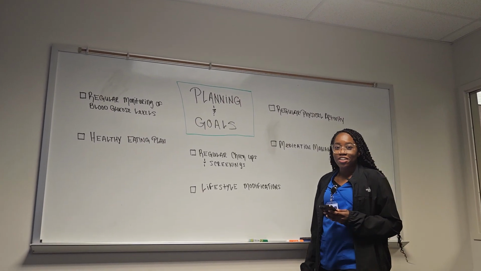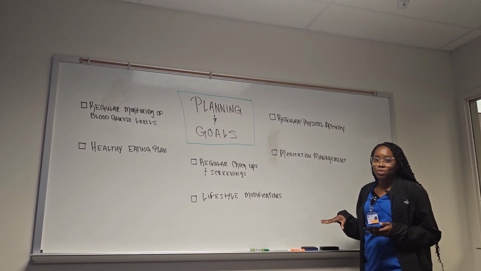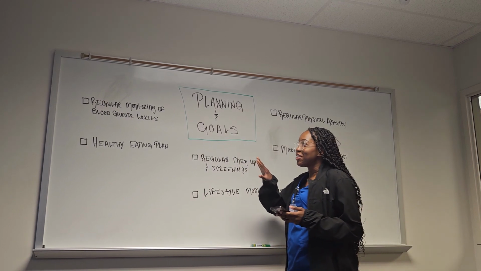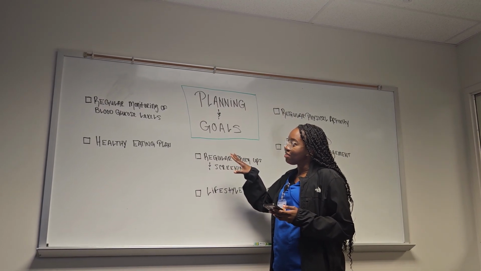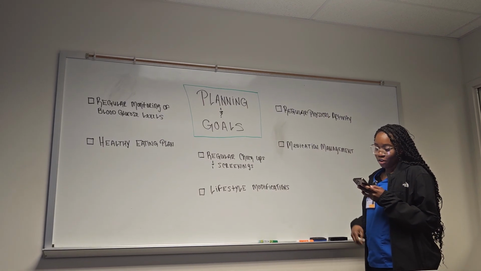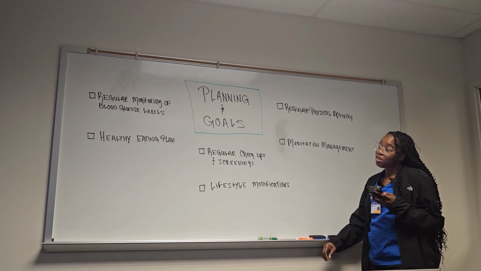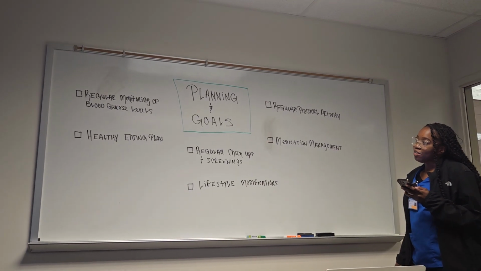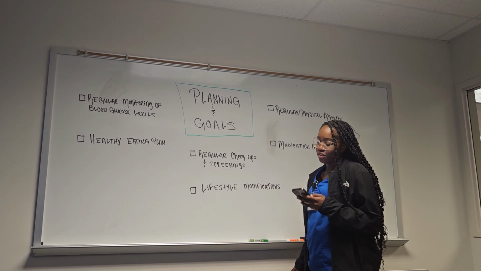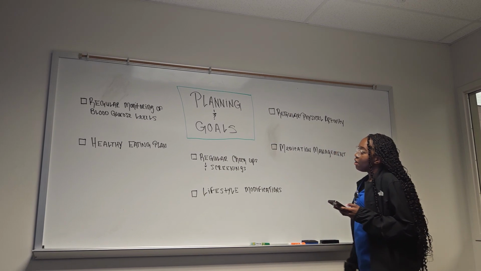Hi, I'm Chantal. I will be going over the planning and goals for a patient that's been diagnosed with type 2 diabetes. First and foremost, the regular monitoring of blood glucose levels should be a main priority, to ensure that they are within target range. Next would be a healthy eating plan, tailored to their individual needs and preferences, cultural preferences as well.